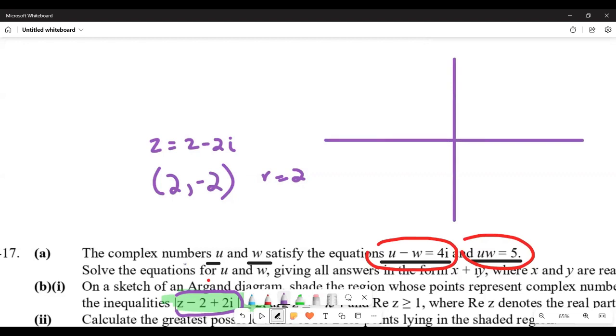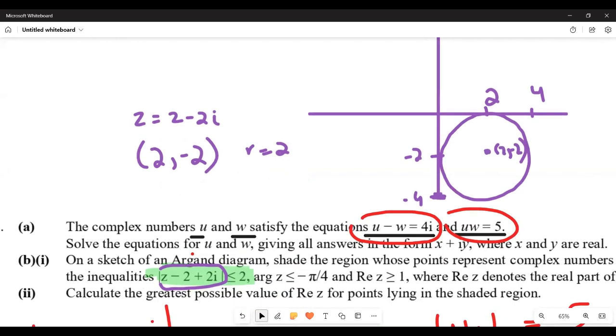So we have 2 minus 2i, and the radius is also 2. So it looks something like this. This is the circle. This would be 4, this would be minus 4. All right. And the center is what? 2 comma minus 2. All right. So we've plotted the circle.